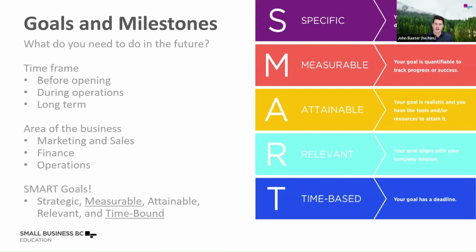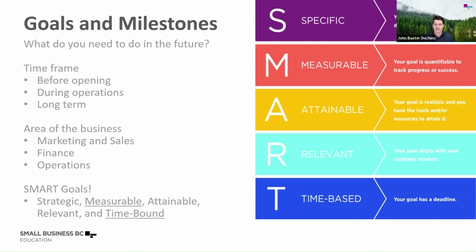SMART goals, it's an acronym for specific, measurable, attainable, relevant, and time-based. Each of your goals should fulfill and have each of these characteristics. And the two that I always stress are measurable and time-based. Very often I see goals that don't include these, and then it's very difficult to say, has it been accomplished or is it being accomplished?